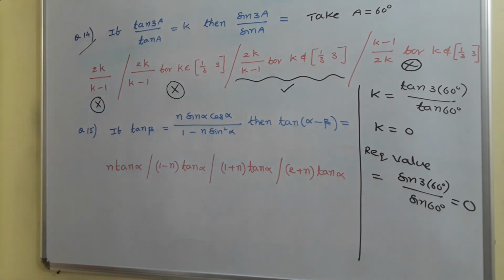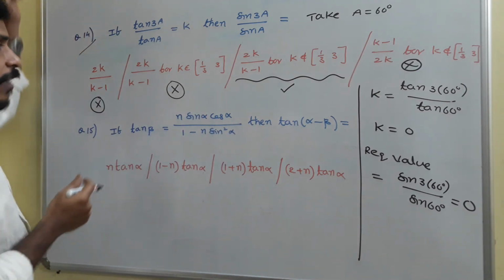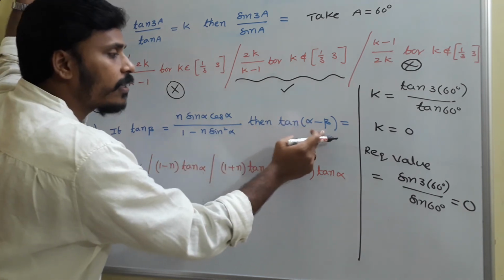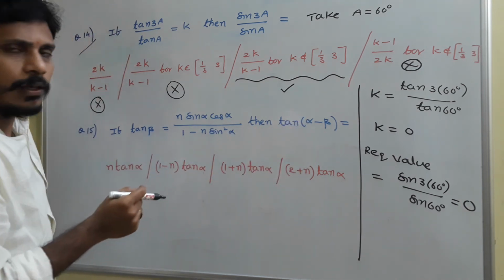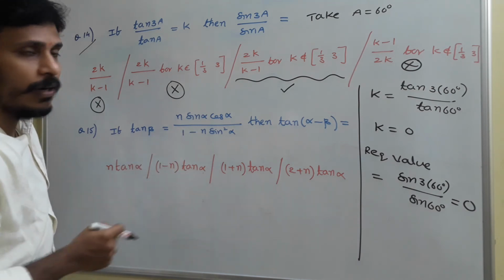Then look at the 15th one. What is given: if tan beta is equal to n sin alpha cos alpha by 1 minus sin square alpha, we need to get the value of tan of alpha minus beta. Again for this problem, here alpha minus beta is given. So if alpha and beta are equal, then it is comfortable for me. Because if alpha and beta are equal, tan 0, I will get it as 0.